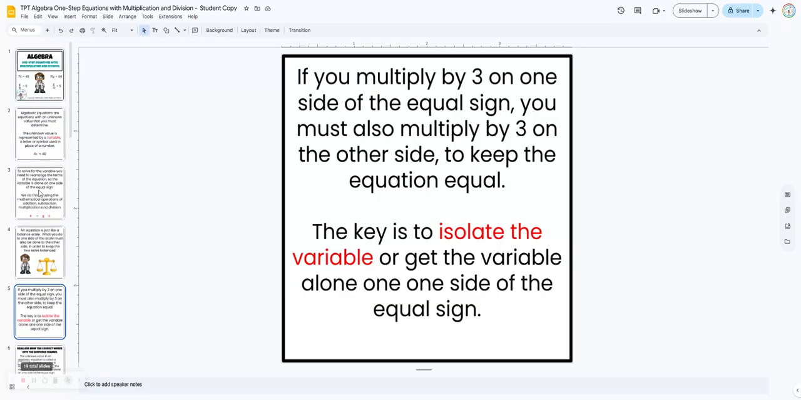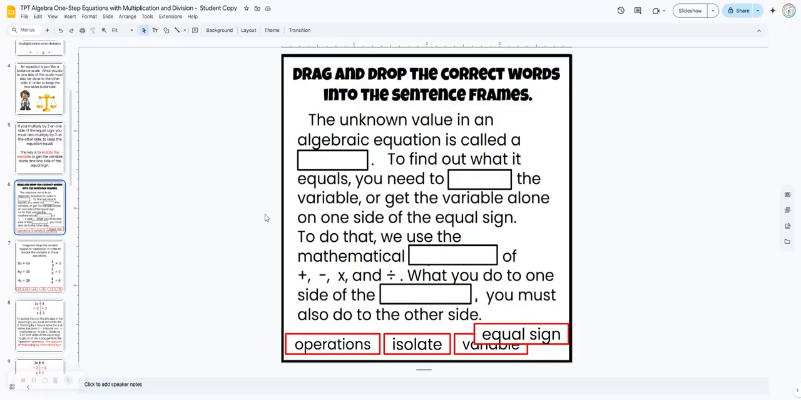Now, once you've gone over all of these slides with the students, they've got some drag and drop vocabulary here. They're going to place these terms in the correct place in the sentence frames. So the unknown value in an algebraic equation is called the variable. They click and hold on the edge, and then they can move it into place. To find out what it equals, you need to isolate the variable, and so on.